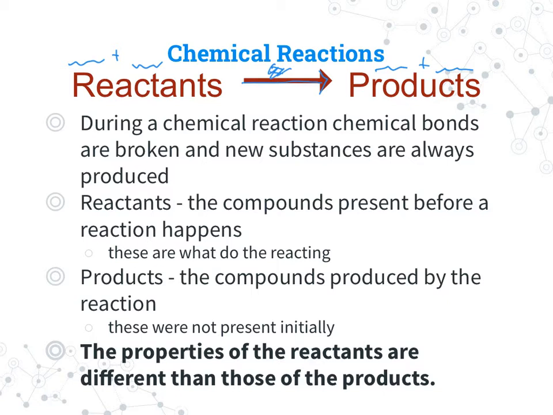So during a chemical reaction, chemical bonds in the reactants are broken, and new substances are always produced with new chemical bonds. The reactants are the compounds present before the reaction happens. These are what do the reacting, or what the chemist puts into a beaker. The products are the compounds produced by the reaction. It's what isn't present initially and is what is formed.